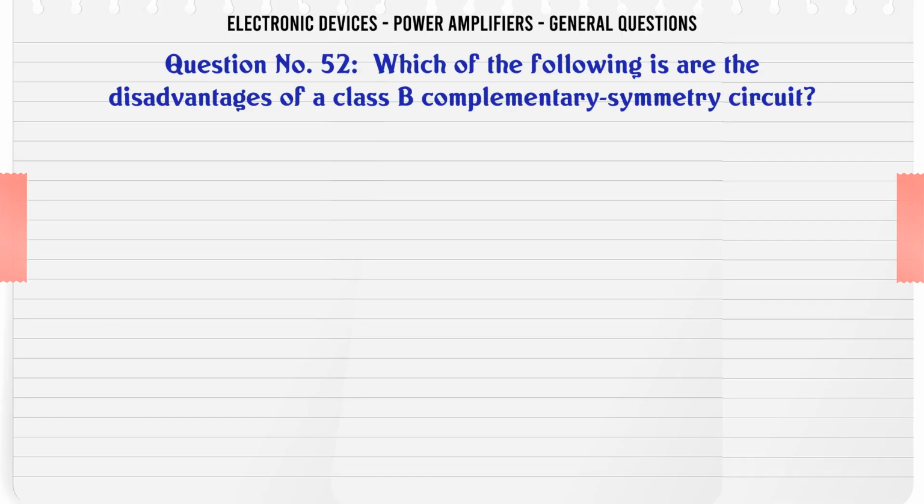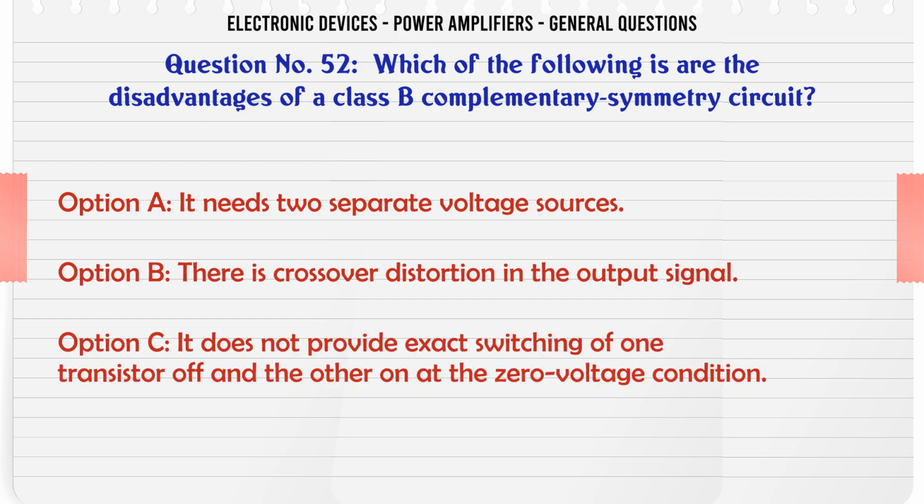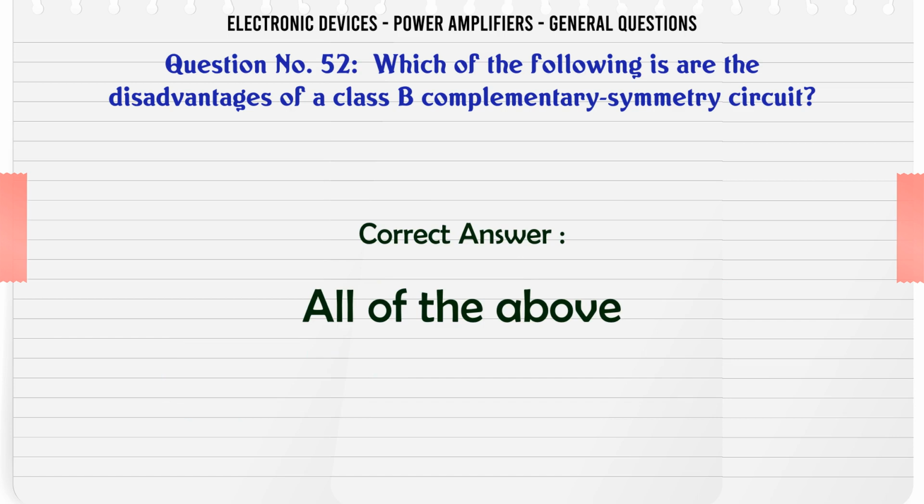Which of the following are the disadvantages of a class B complementary-symmetry circuit? A. It needs two separate voltage sources. B. There is crossover distortion in the output signal. C. It does not provide exact switching of one transistor off and the other on at the zero voltage condition. D. All of the above. The correct answer is all of the above.